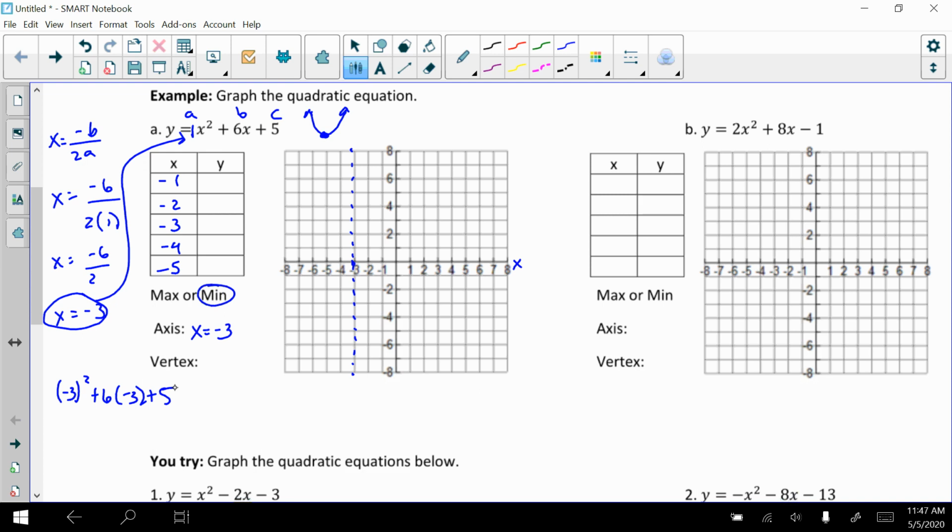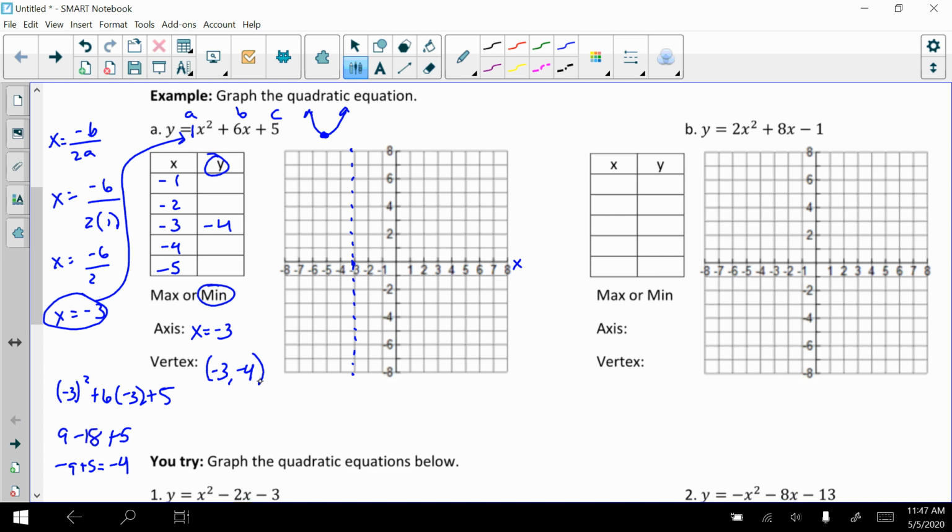Now I'm just going to do one piece at a time to see what this ends up being. Negative 3 squared, that's negative 3 times negative 3. We get positive 9. 6 times negative 3 is minus 18, plus 5. Okay, so 9 minus 18 is negative 9, plus 5 is negative 4. So that means that the y-coordinate of my vertex is negative 4. When I plug negative 3 into the equation, I get negative 4. That means my vertex is the point negative 3, negative 4.